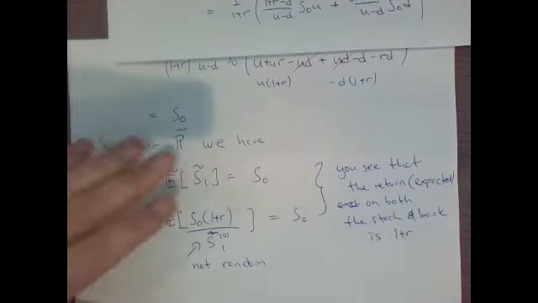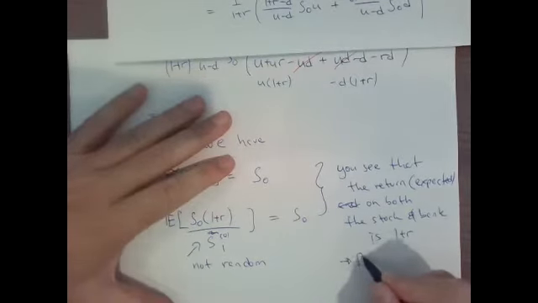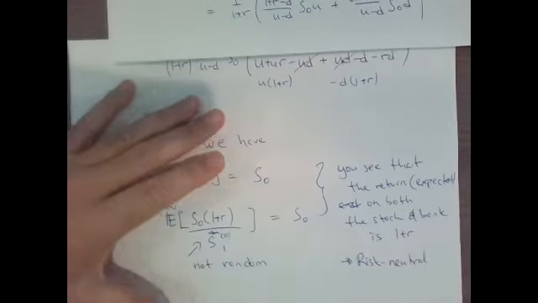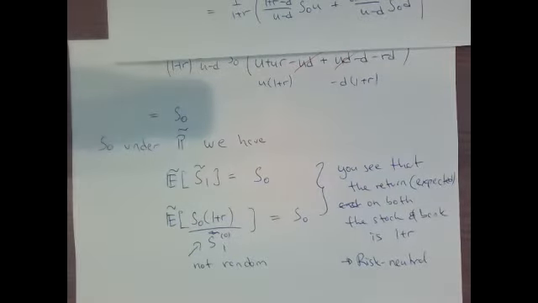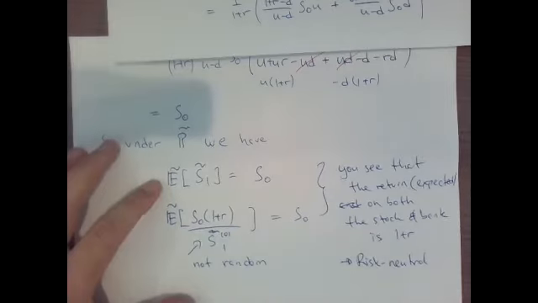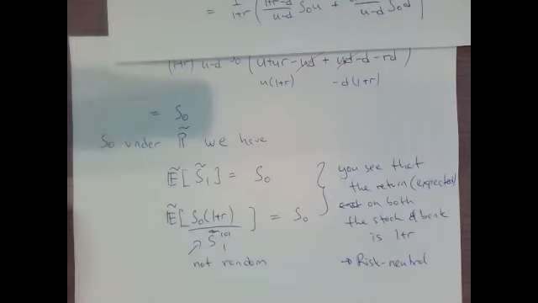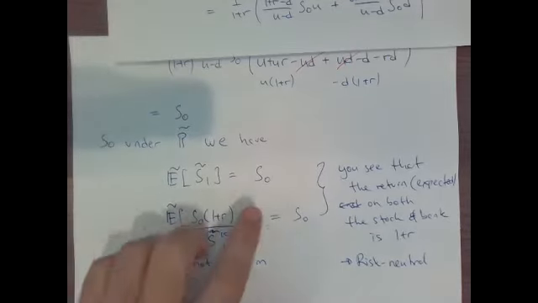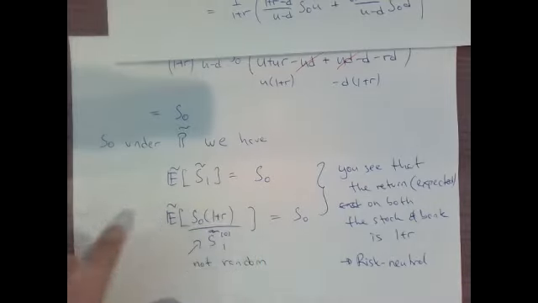So this is why you have the word risk neutral. This is where this word risk neutral is coming from. So under this set of probabilities, you expect the stock to grow from where it is to where it is times 1 plus R.